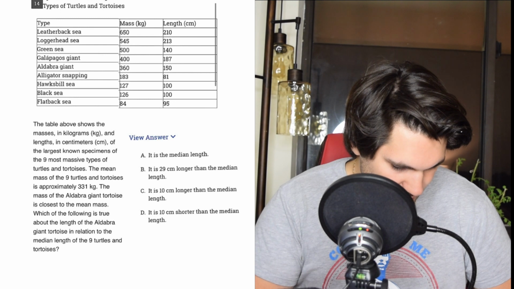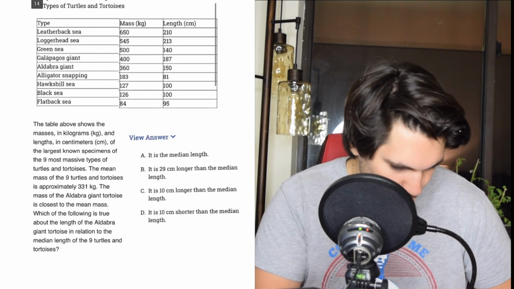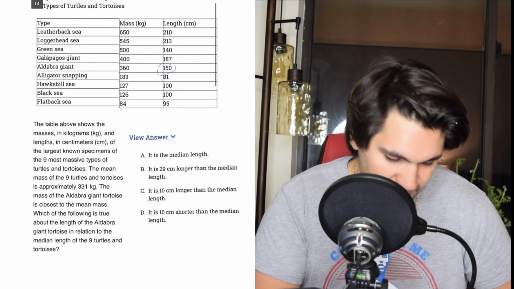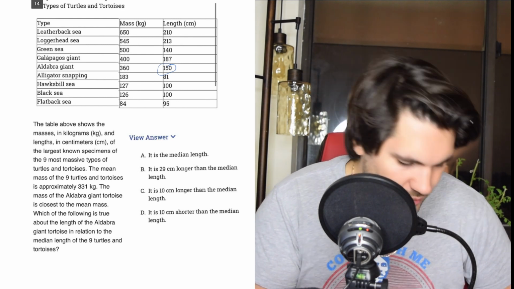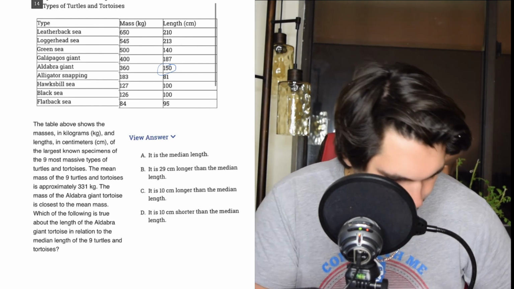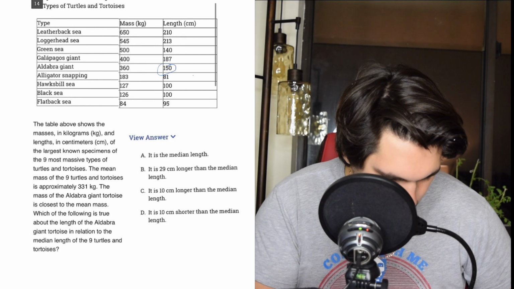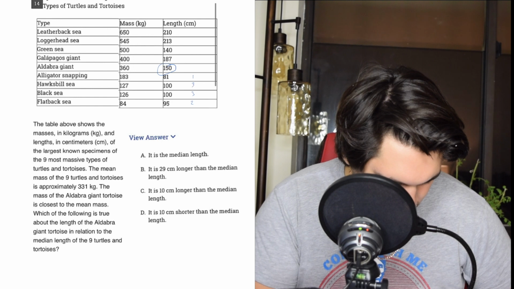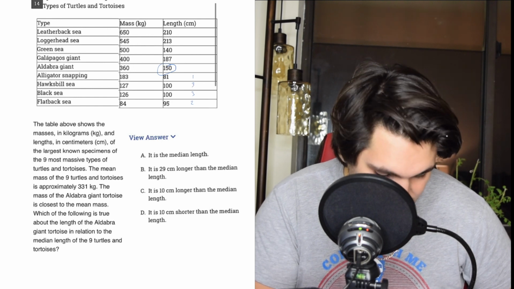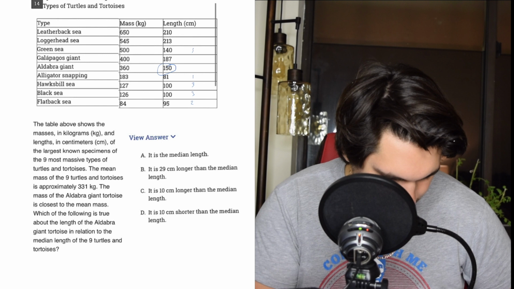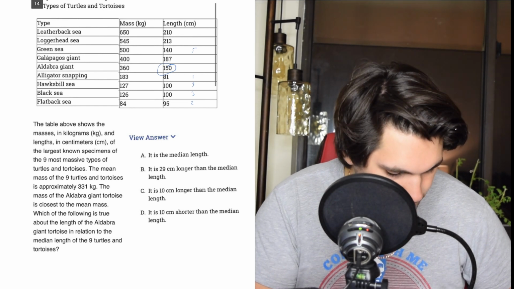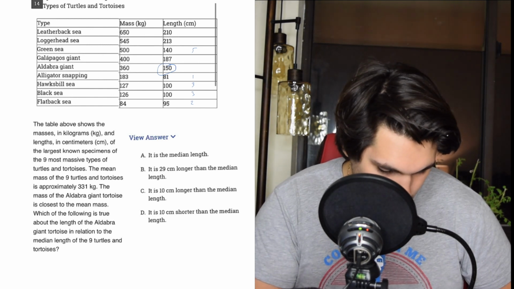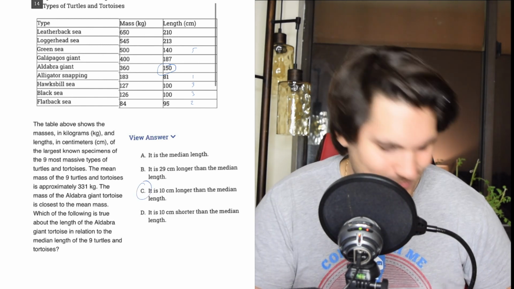let's see. The Aldabra, where are we? Giant tortoise, where are we? It's this one, right? And its length is 150. Compared to the median length of them, let's see. Well, we have 9 of them, right? So let's see what's in the middle. Lowest is 81, then 95, then 100, then 100, and then we've got 140 is the 5th one. That's the median one. So the giant tortoise is 10 bigger than the median. So that answer is going to just be C.